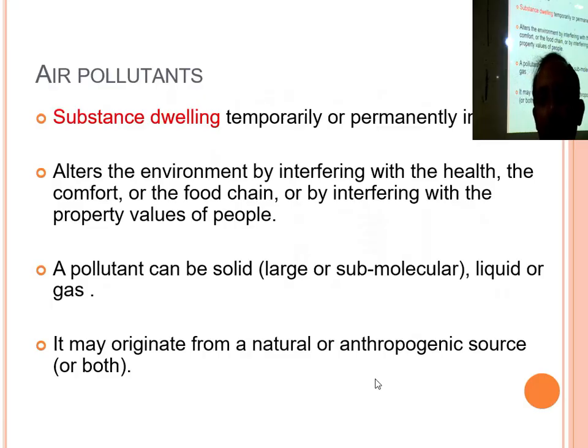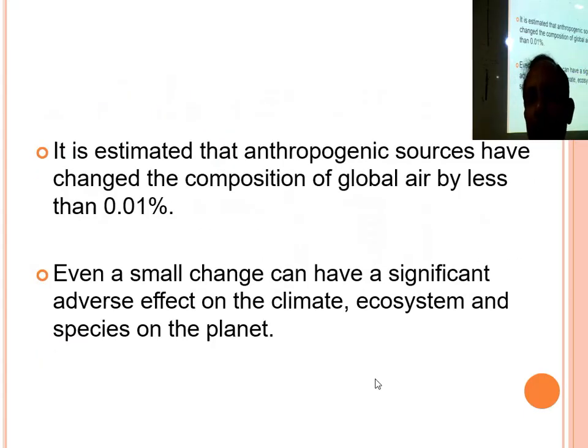It may originate from natural or anthropogenic sources, both. Anthropogenic means human, and natural. It is estimated that anthropogenic sources have changed the composition of global air by less than 0.01%. That means we have not done much, our pollution is limited, right?